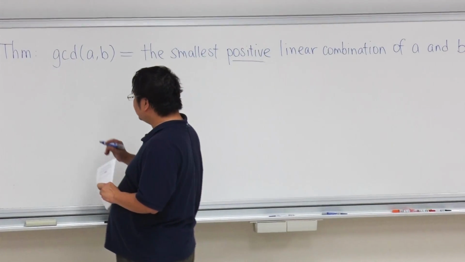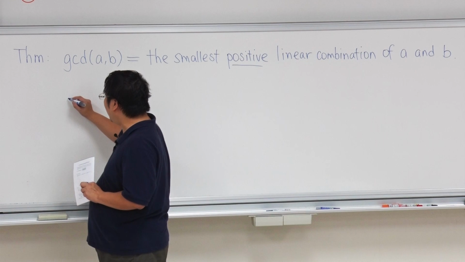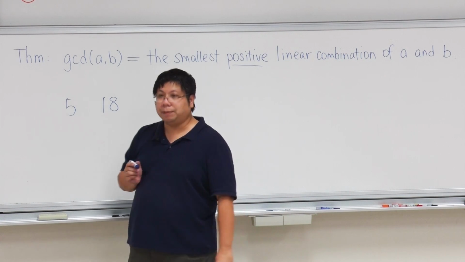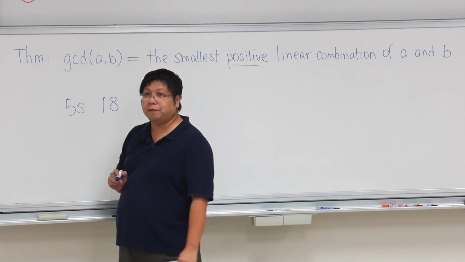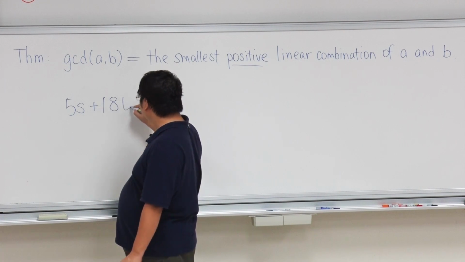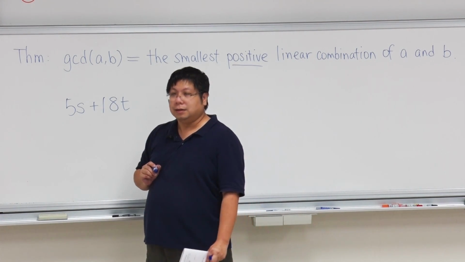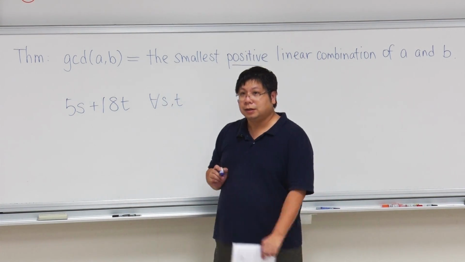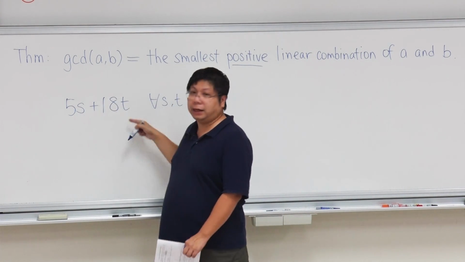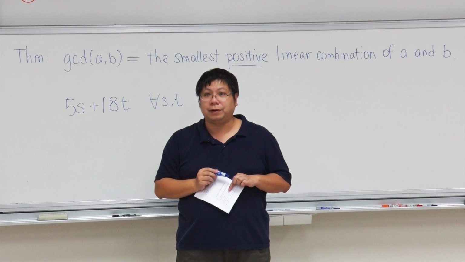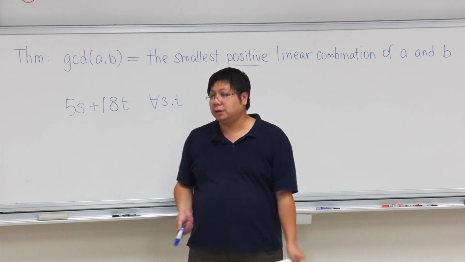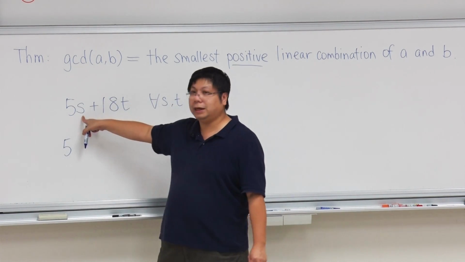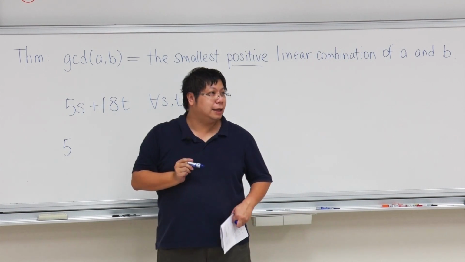For instance, I have the number 5 and 18. So what can be a linear combination? I multiply 5 with some number s, I multiply 18 with some number t. For every s and t that are integers, if you plug it in, this will be a linear combination of 5 and 18. So 5 and 18 can create the number 5. So 5 is one of the linear combinations because I put 1 here, I put 0 here, and it is a linear combination of them.